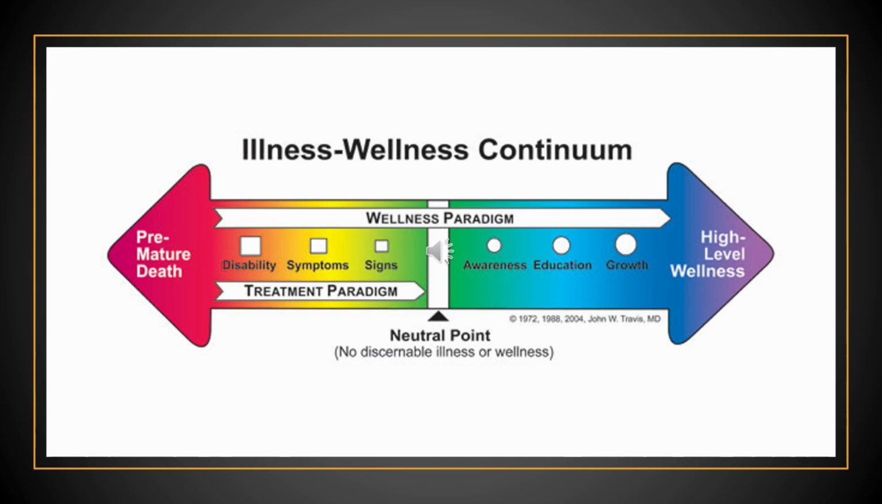So the right side of the continuum reflects the degree of wellness, whereas the left side indicates the degree of illness. Moving from the center towards the left shows the worsening state of health, and moving to the right from the center indicates the increasing level of health and well-being. You can also see the treatment paradigm there, which shows disability, signs and symptoms. So in simple terms, if a person's health is deteriorating, he or she can move towards the neutral point with the help of these treatment strategies.